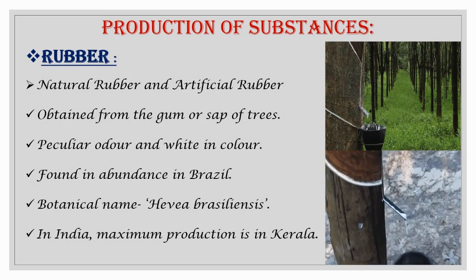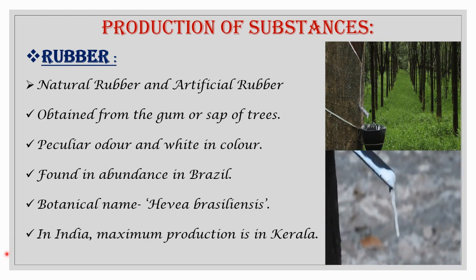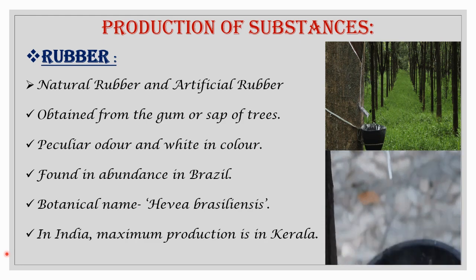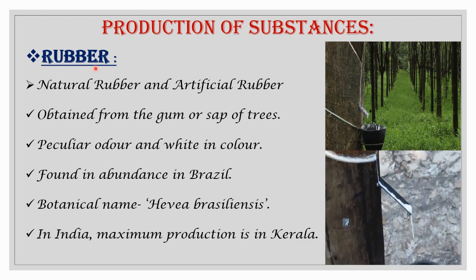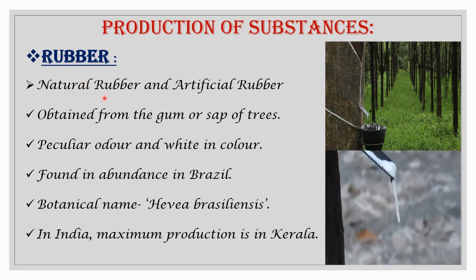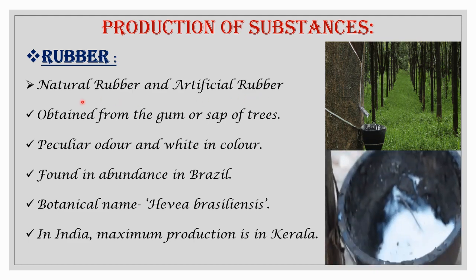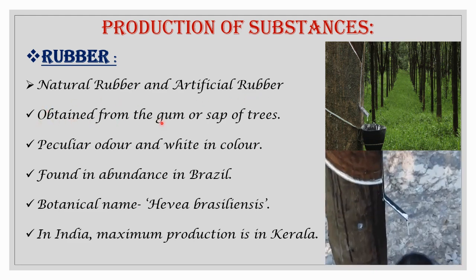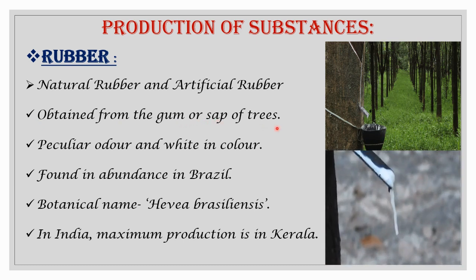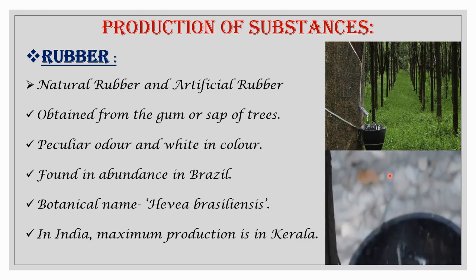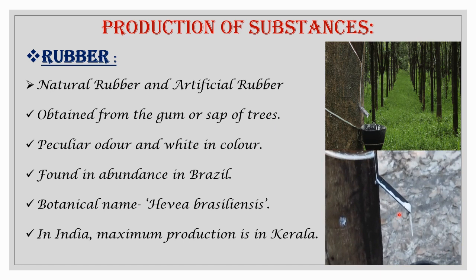Now students, let's learn how the substances are being produced. So the first substance which we will learn is rubber. Now rubber is of two types, natural rubber and artificial rubber. Natural rubber is obtained from the gum or sap of trees. This sap is called latex, and rubber has a peculiar odor and it is white in color.